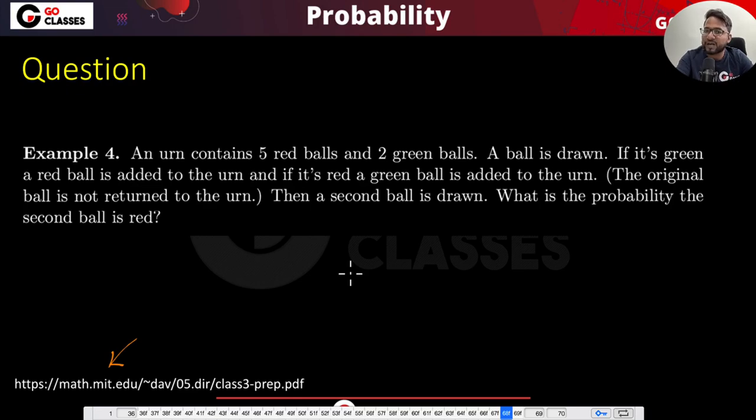This is a very nice question to start with the tree diagram, and the answer is given on the next page. The question is taken from MIT. Okay, so let's meet in the next video.